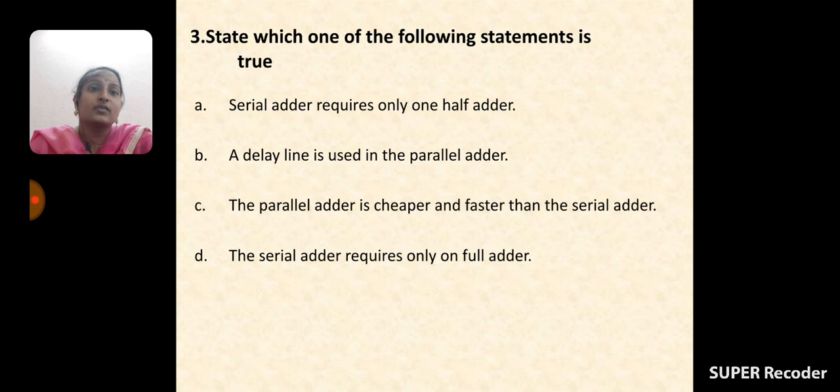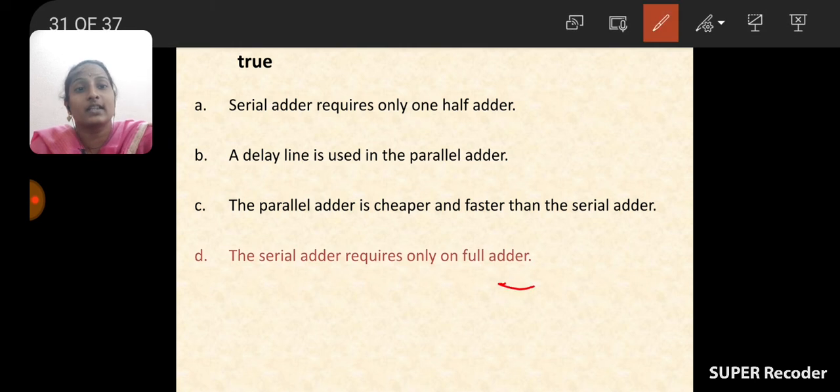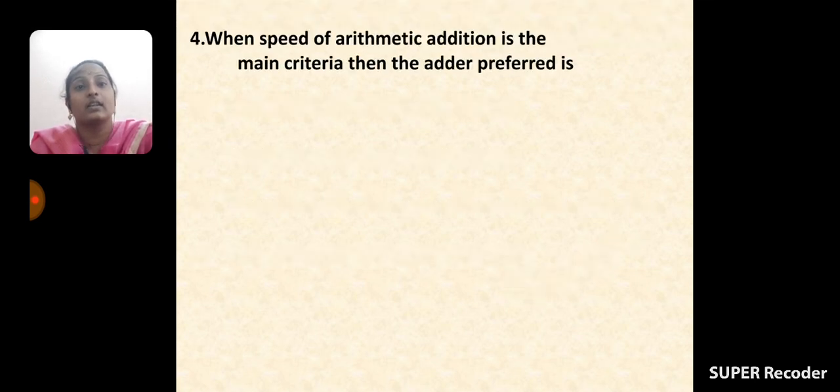A delay line is used in the parallel adder? No, there is no delay line in the parallel adder. The parallel adder is cheaper? No, the parallel adder is costly. But the serial adder requires only one full adder. So which one is correct? The serial adder requires only one full adder. So this is the correct answer.